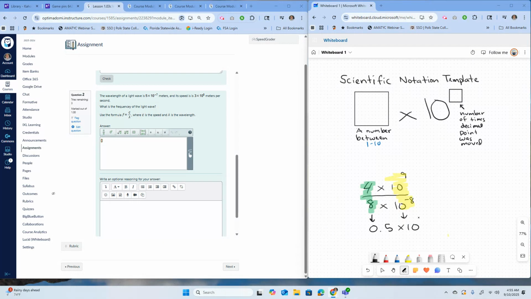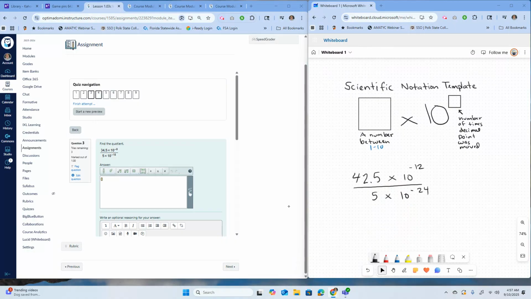Now, here's the problem. Your final answer here is not in scientific notation because this number, 0.5, is not between 1 and 10. So because this is a small number, we're going to move the decimal point to the right. So now it's going to be all the way on the right end. So now we have 5 point. We're going to keep times 10. But when you move the decimal point to the right, you're subtracting from the exponent of the 10. So now we have exponent 16. And that's how you do problem number 2.